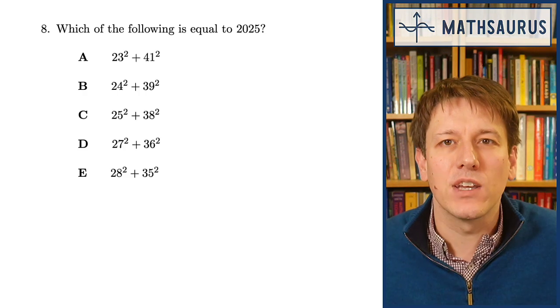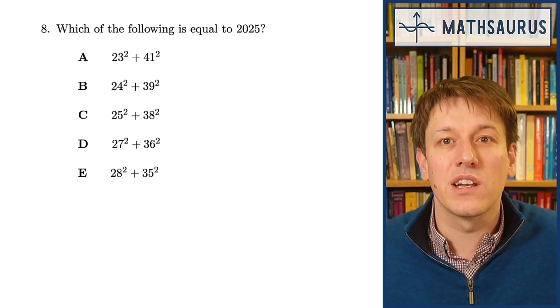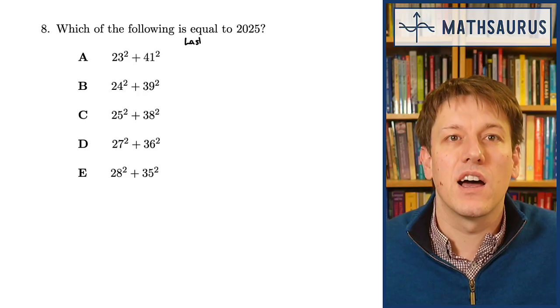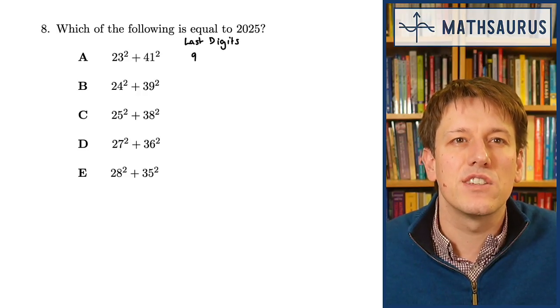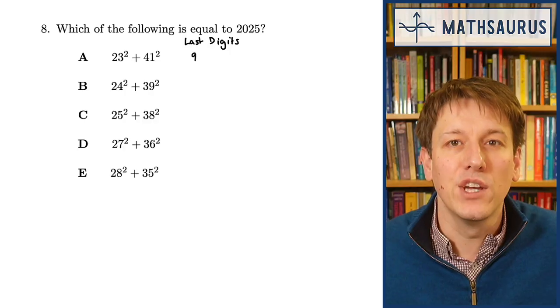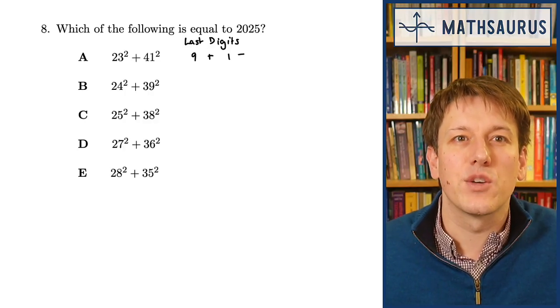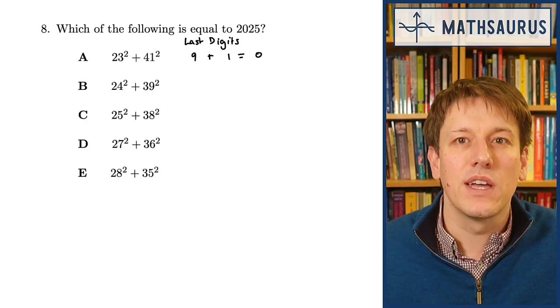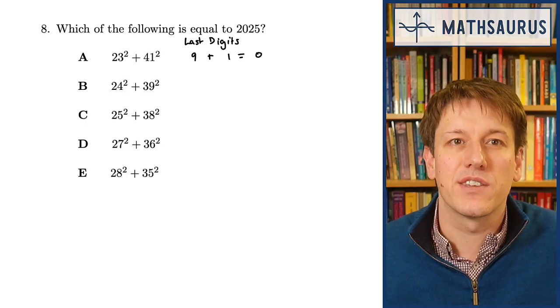But rather than actually working them all out, I'm going to just think about the last digits. We know the last digit of a product is the product of the last digits. So I can know that 23 squared has the same last digit as 3 times 3, so it's 9. 41 squared has the same last digit as 1 times 1, which is 1. And so when I add those together, the number I'm going to end up with has last digit 0, because 9 plus 1 is 10, and 0 is the last digit of 10.